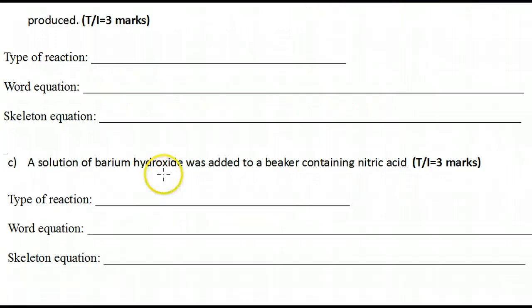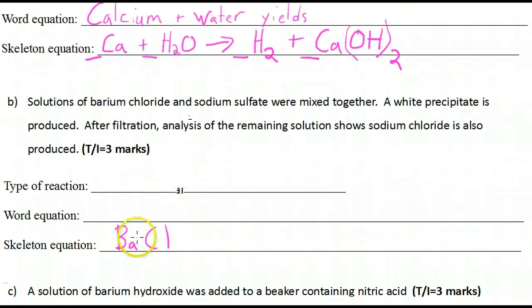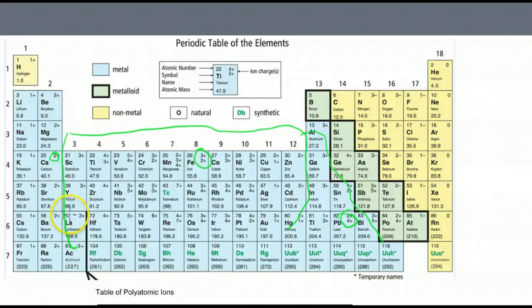Okay, now let's look at the next one. So we have barium chloride, and I'm going to start down here with the skeleton equation. So Ba and Cl. Let's make sure that we are doing the formula properly. So let's look up the charges for Ba and Cl.